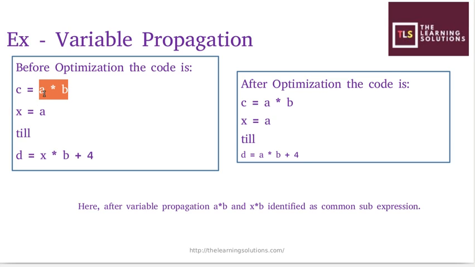So here the c value, which is a into b, is already computed, and here also we are assigning a to x and multiplying that x by b, which is indirectly a into b. So x into b is nothing but a into b. So do not compute x into b, simply compute a into b and use it. That is the elimination of common sub-expression.